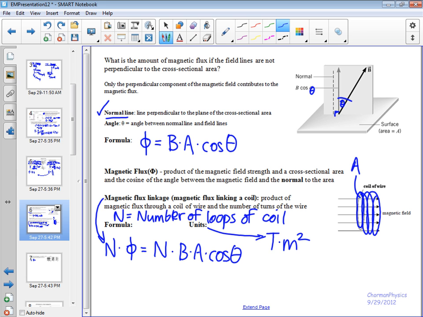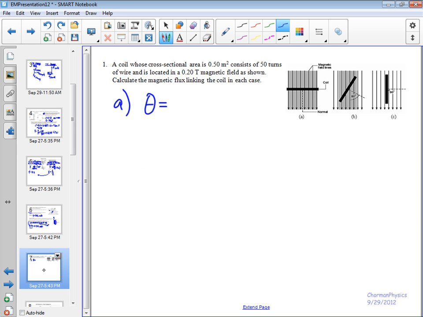So what we have is something called magnetic flux linkage. It's basically the product of the magnetic flux through a coil of wire, which is phi, times the number of turns in that wire. So the magnetic flux linkage is this term, N times phi. That is just taking the above formula and multiplying both sides by the number of loops in the coil, giving us the total influence felt by that coil of wire. Very important when we start talking about generators.